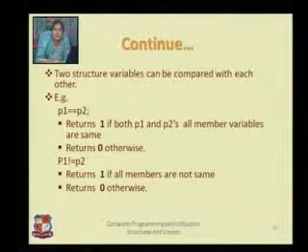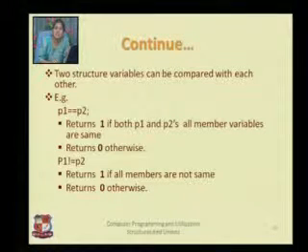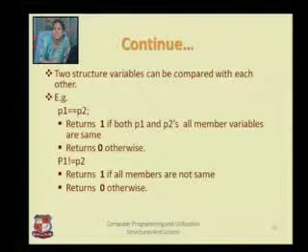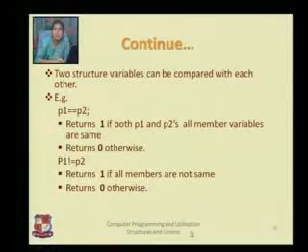Now two structure variables can also be compared to each other, meaning we can compare the content of two structure variables of the same kind. Same kind means if I am creating a point object or point instance and I am creating a student instance, I cannot compare them because they are of different entities. If they are of the same entity, then only I can compare. So here I am considering P1 and P2. So P1 is a point, P2 is again a point.